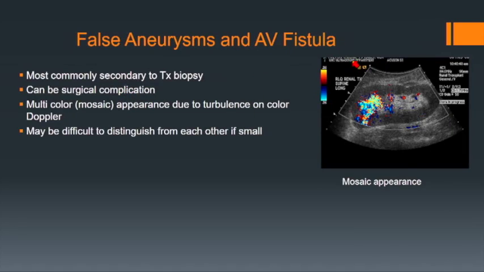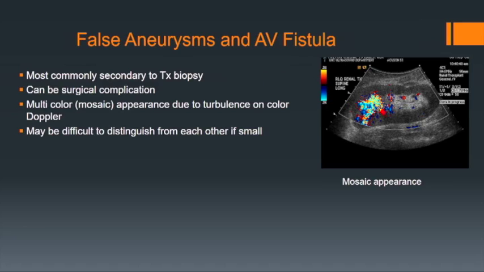False aneurysms and AV fistulae. Now, I've put them together because they have some features in common, although they are quite separate entities in terms of their flow dynamics. First, they're most commonly secondary to transplant biopsy, although they can be a surgical complication.